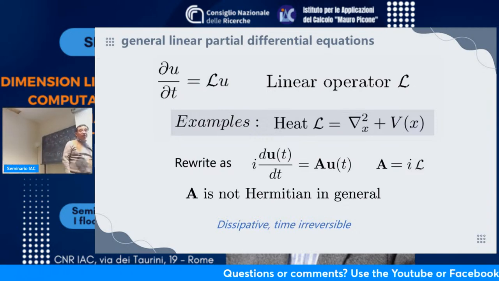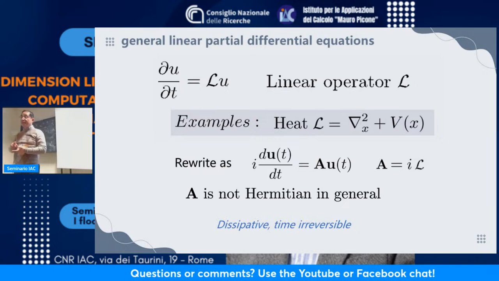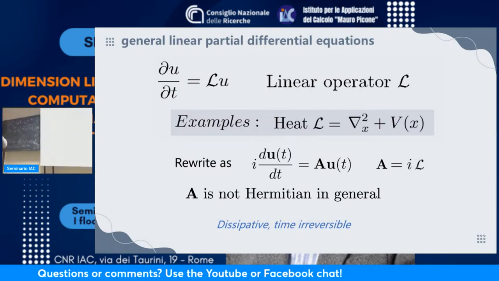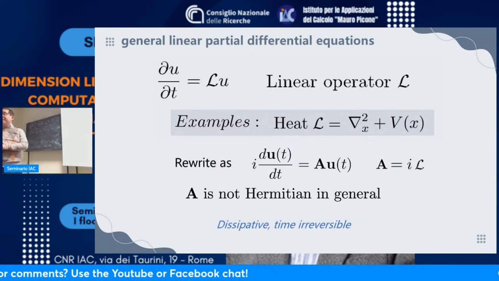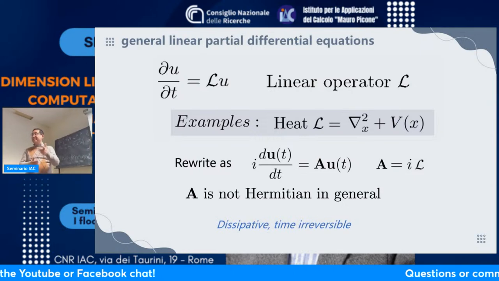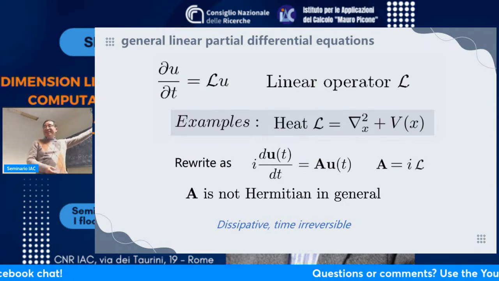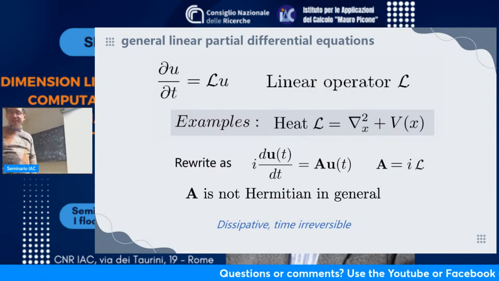It's dissipative and time irreversible. But Schrodinger is Hamiltonian; it conserves energy, it doesn't dissipate energy, and it's time reversible. So we cannot do it directly. This is like pizza or spaghetti. It doesn't work.